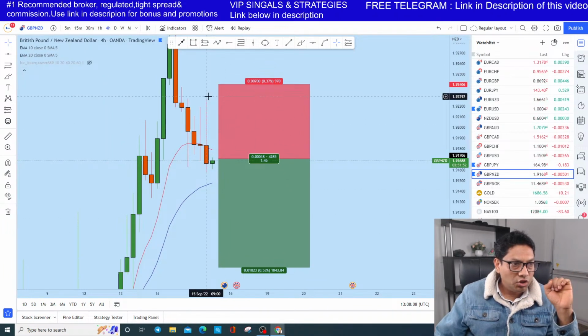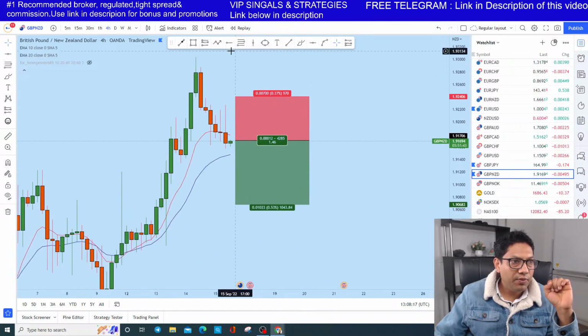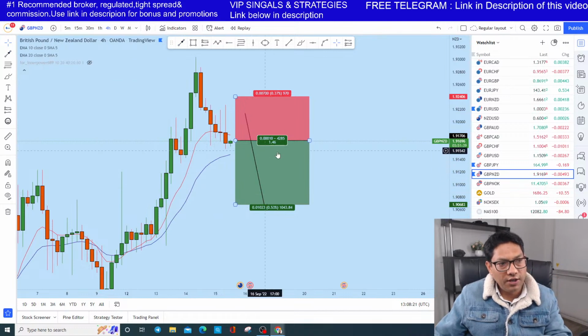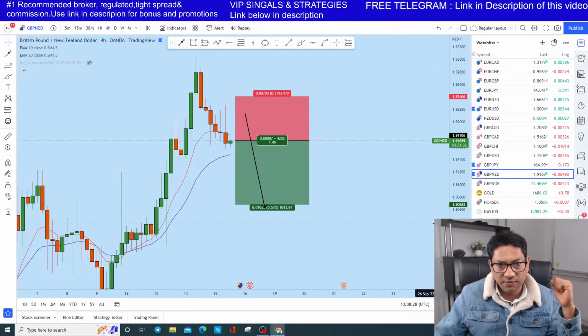There is a strong back-to-back 3 liquidity grab, strong bearish candle, head and shoulders, long-term bearish, everything is in favor. So GBP NZD can be traded in this way. This is my recommended trade on this live stream, GBP NZD.